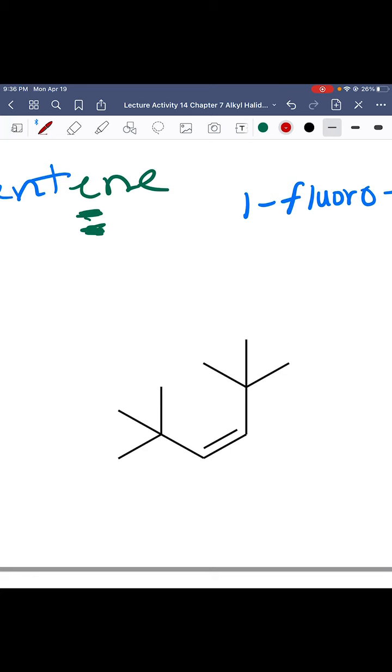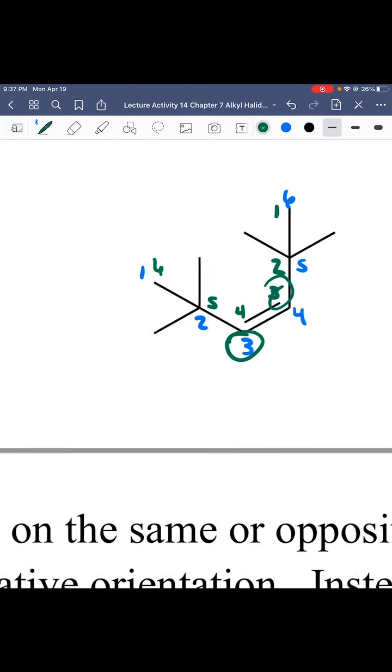Again, name our parent chain. So I'm not sure whether I should start from the left or right. It seems like either way we're going to end up with the same name. So we go ahead and go from left to right. We have 1, 2, 3, 4, 5, and 6. And if we were to go backwards, we would have 1, 2, 3, 4, 5, and 6. And either way, our double bond will start on our 3 carbon. So you can go either way, and you should end up with the same name.